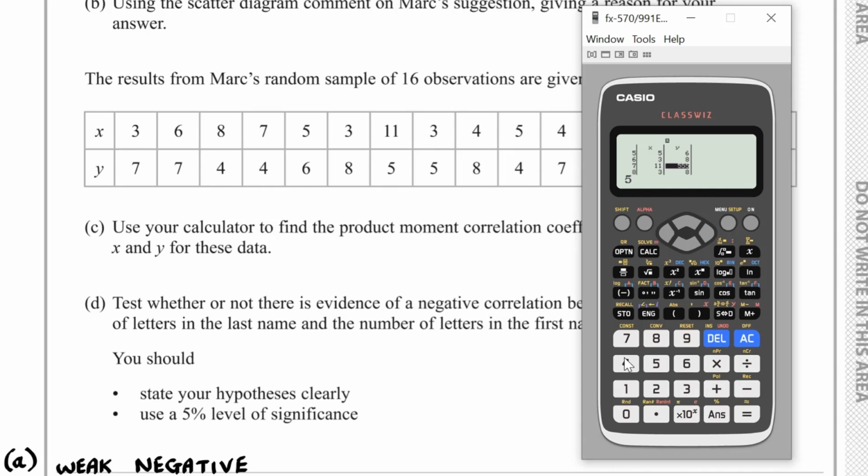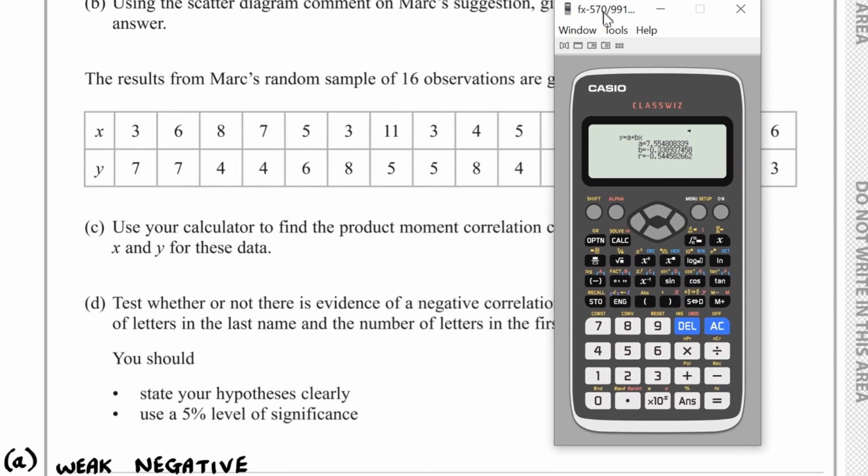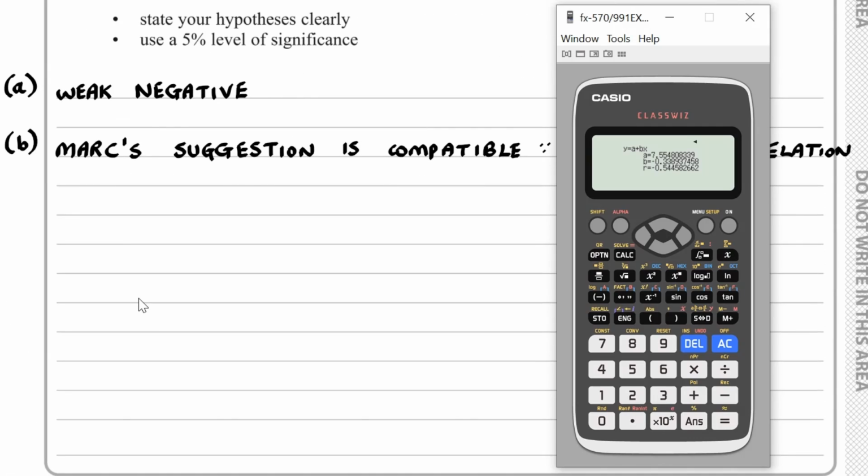Here we have 5, 5, 8, 4, 7, 4, 5, 5, 6, and 3. And then press AC, options, then number 3. You can see the value of R. So, if we write down that value of R for part C, we have R equals minus 0.54458, etc.